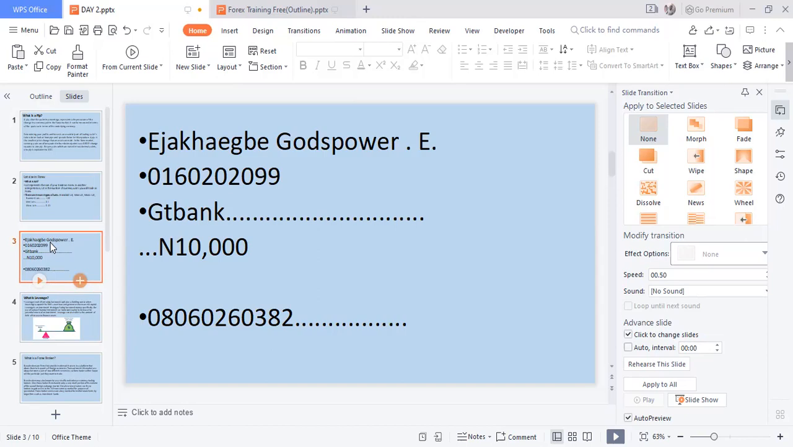The cost for this training is 10,000 naira. Please, if you are making payments, make sure you pay to that particular account number. You type 0160202099, GT Bank. If the name is not Godspar, please don't pay into it. Please. Because these are not the details of a scammer. Are you with me? No, we don't do that.